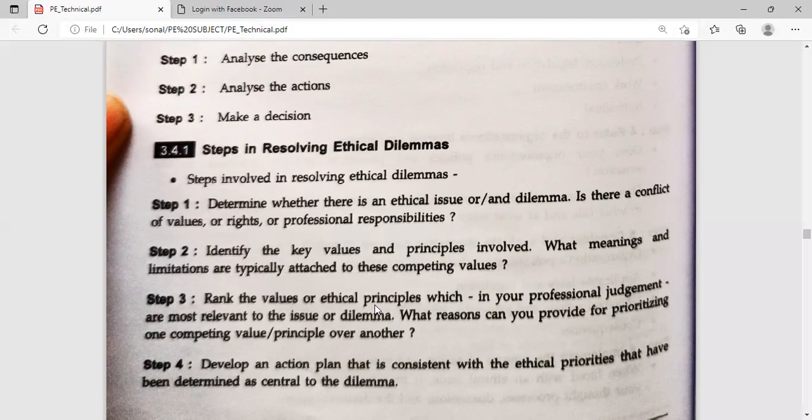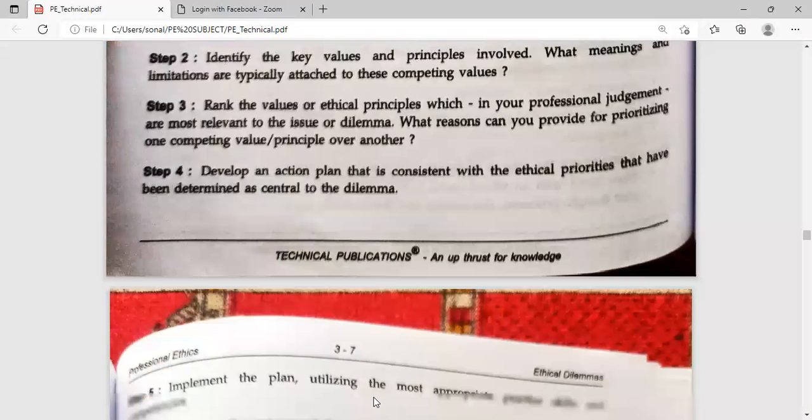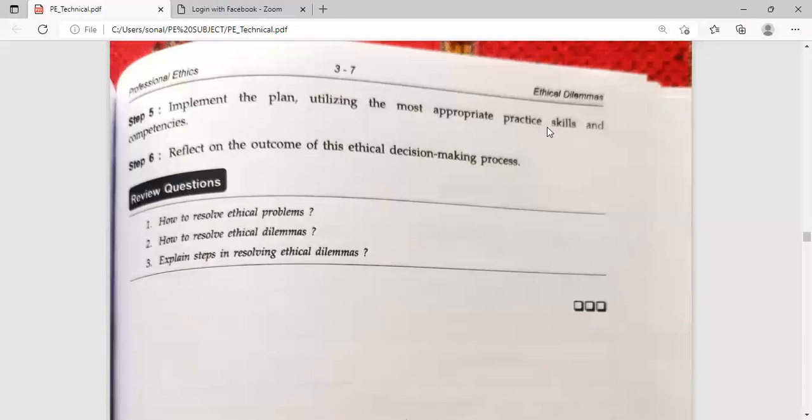3, rank the values or ethical principles which, in your professional judgment, are most relevant to the issue or dilemma. What reason can you provide for prioritizing one competing value or principle over another? Fourth, develop an action plan that is consistent with the ethical priorities that have been determined as central to the dilemma. Fifth, implement the plan utilizing the most appropriate practice skills and competencies. Then reflect on the outcome of this ethical decision making process.